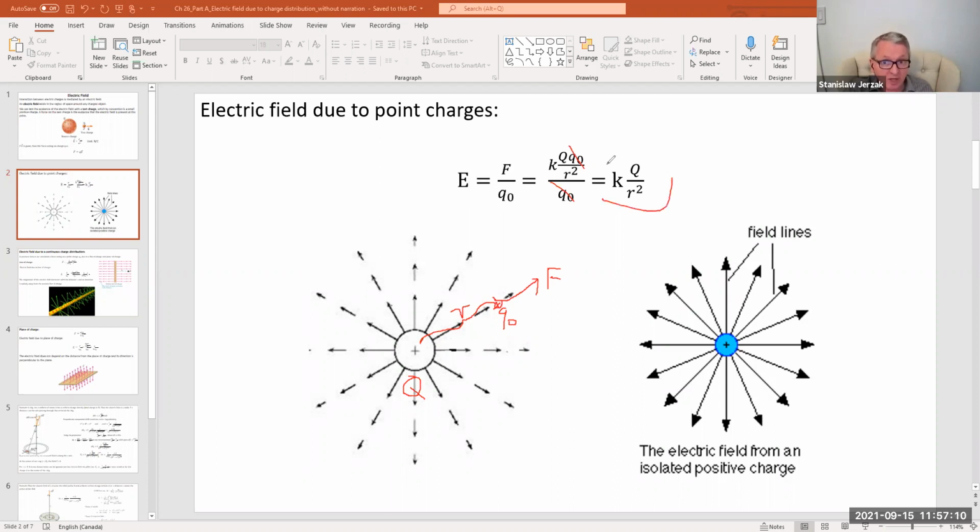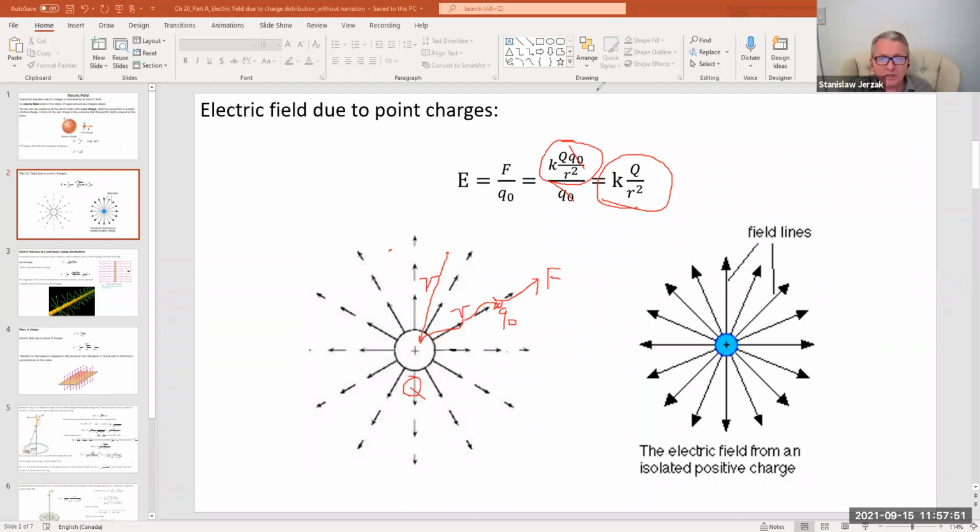So this is the expression which we'll be using very often, which allows you to find electric field at any point, let's say at this point or any point, which is a distance R from that charge capital Q. And this expression is only valid to find electric field due to a point charge. So that capital Q is a point charge or spherical charge. Because Coulomb's law, which is this expression, is only valid if Q and Q0 are point charges or spherical charges.